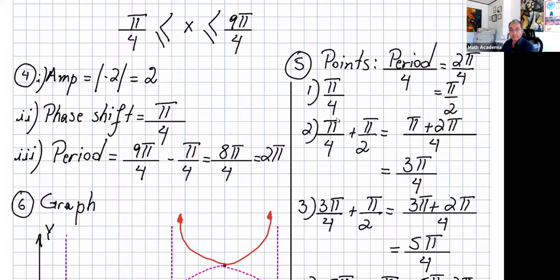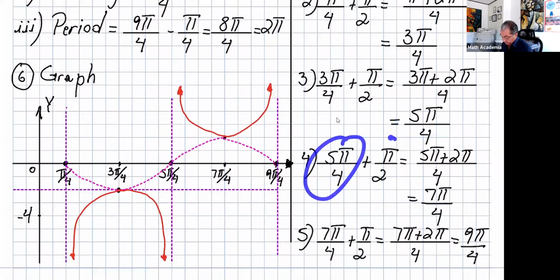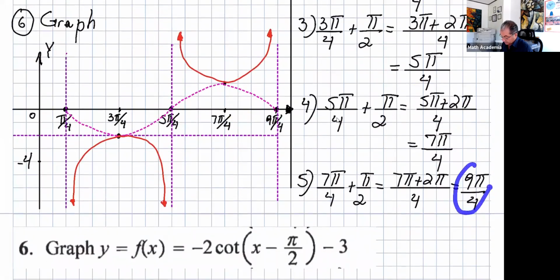Points on the graph, one more time. Take the period and divide that by 4. 2 pi divided by 4 is pi over 2. Starting point is pi over 4. Second point is going to be pi over 4 plus pi over 2, and I did the calculation, you get 3 pi over 4. Third point is 3 pi over 4 plus pi over 2, and if you do that, you get 5 pi over 4. Fourth point is 5 pi over 4 plus pi over 2, which is 7 pi over 4. And finally, the last point, if you add pi over 2, you get 9 pi over 4.